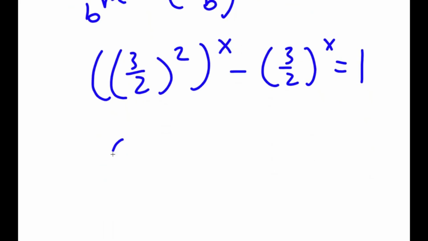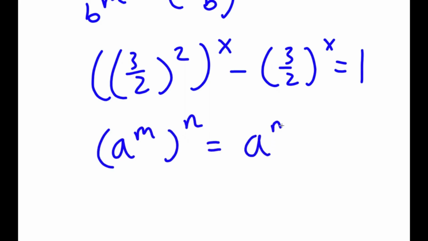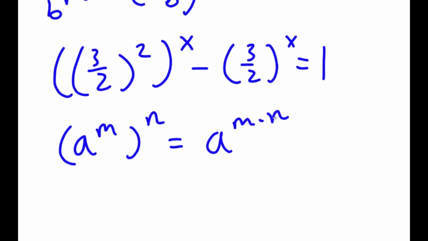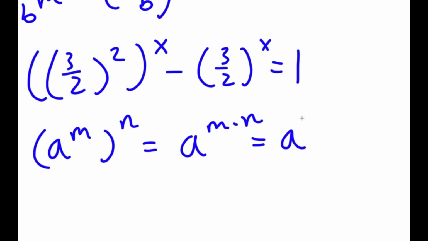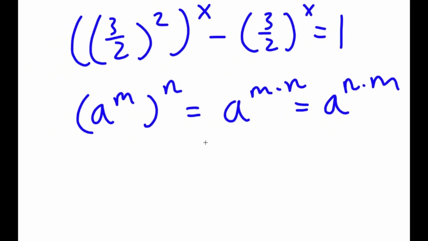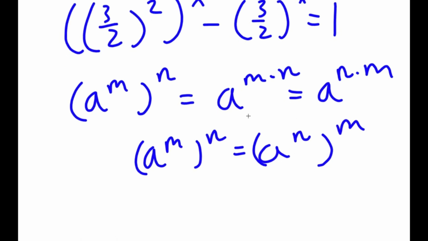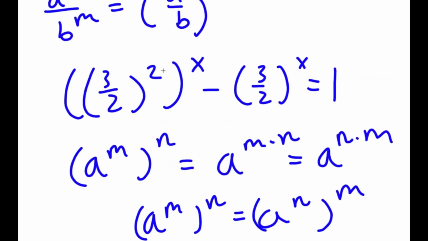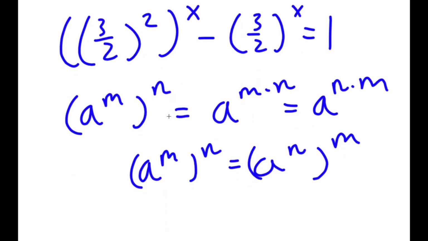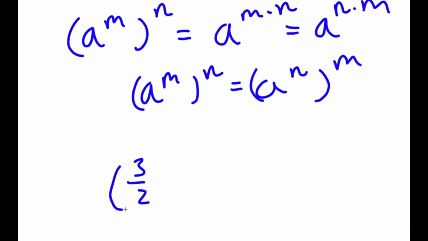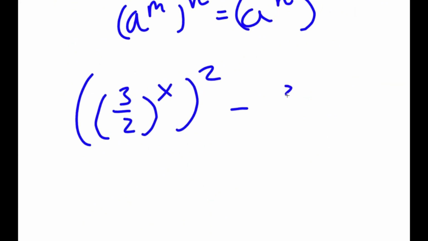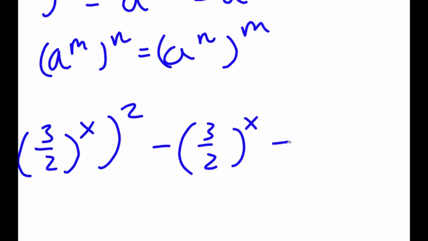Now, if I have something in the form a to the power of m to the power of n, this is equal to a to the power of m times n. And these two are interchangeable, meaning this is also equal to a to the power of n times m. So if all of this is true, then a to the power of m to the power of n is equal to a to the power of n to the power of m. So right here we have 3 over 2 to the power of 2 to the power of x, and that is going to be equal to 3 over 2 to the power of x to the power of 2. Then we still have minus 3 over 2 to the power of x is equal to 1.